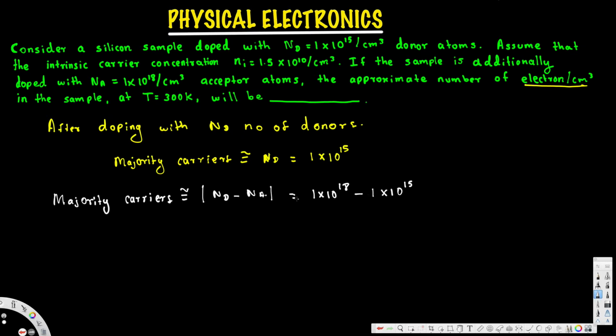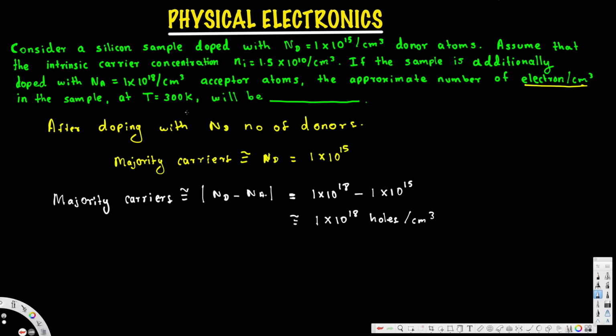And you can see if you subtract 1 × 10^15 from 10^18, it's not going to change this much, because it's 1000 times bigger, right? So we can just approximately write this is equal to 1 × 10^18 holes per cm³. So this is going to be the majority carriers.